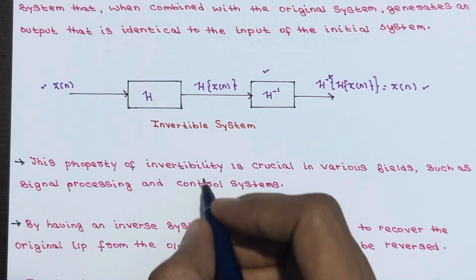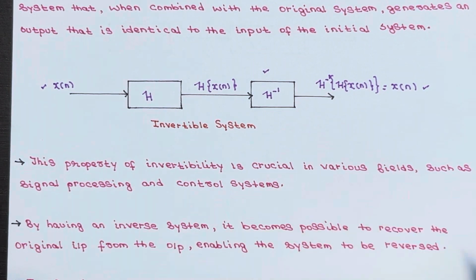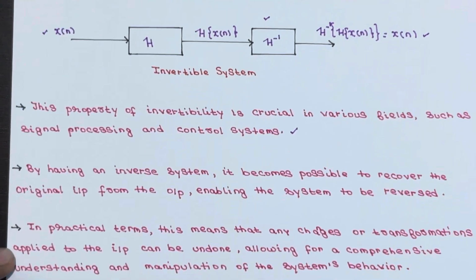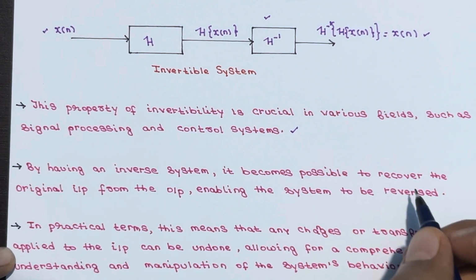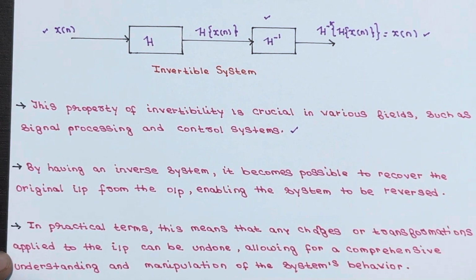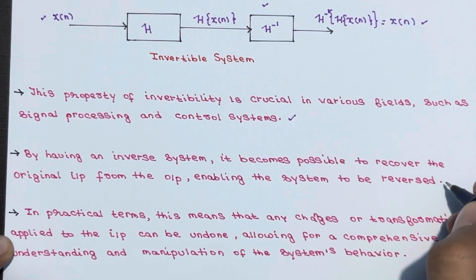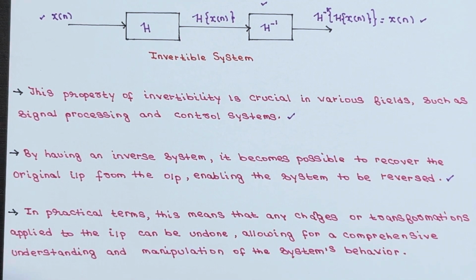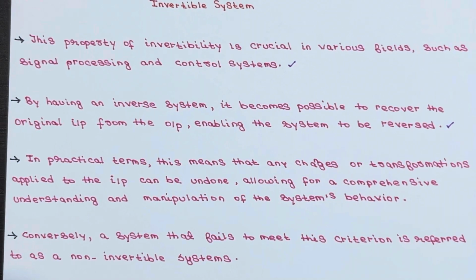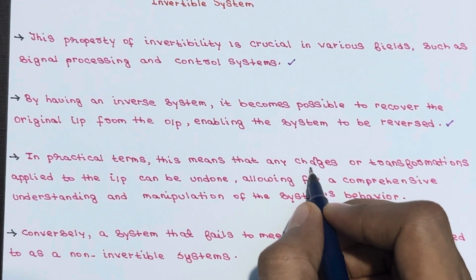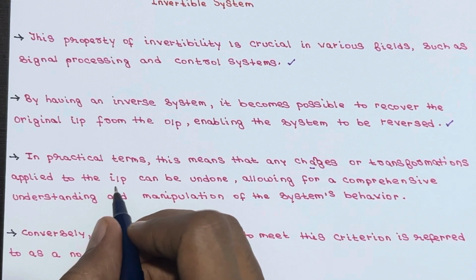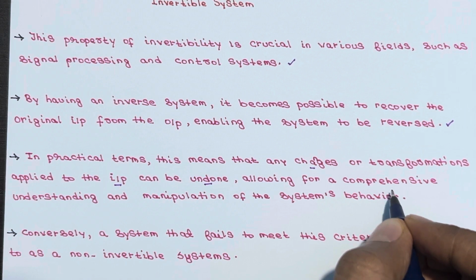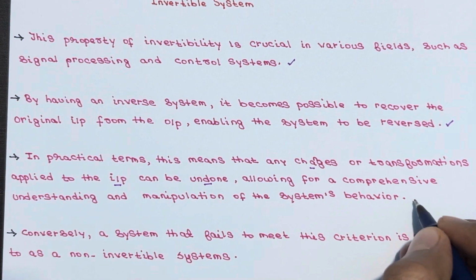This property of invertibility is crucial in various fields such as signal processing and control systems. Fine. By having an inverse system, it becomes possible to recover the original input from the output, enabling the system to be reversed. Clear? You can easily get the original signal then. In practical terms, this means that any changes or transformations applied to the input can be undone, allowing for a comprehensive understanding and manipulation of the system's behavior.